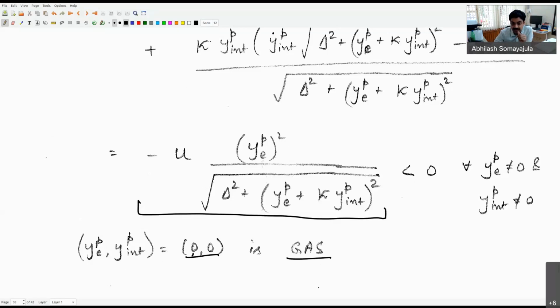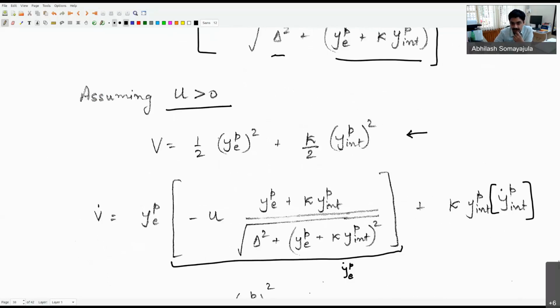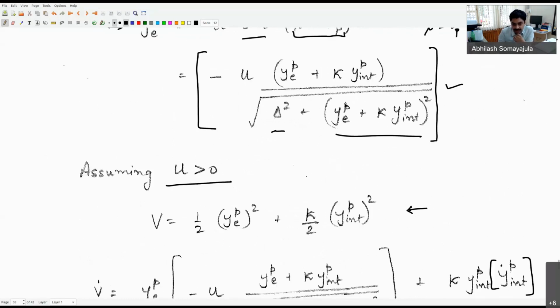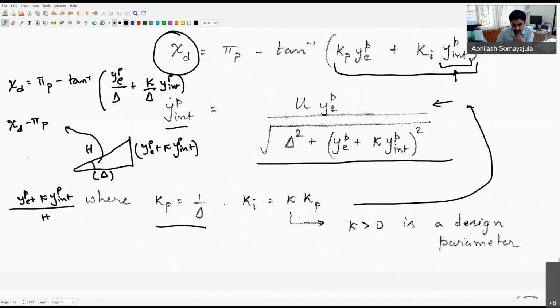We can't guarantee that. We can't show that for any chosen value of ki, it will always be positive. But here, no matter what value of k that you choose, which governs the dynamics of yp int, this system will always be stable, will always be globally asymptotically stable. So I don't have to deal with the process that, hey, I'm looking for these gains in a trial and error manner, and whether this system will be actually stable for all values or not. I need not be worried about it myself.